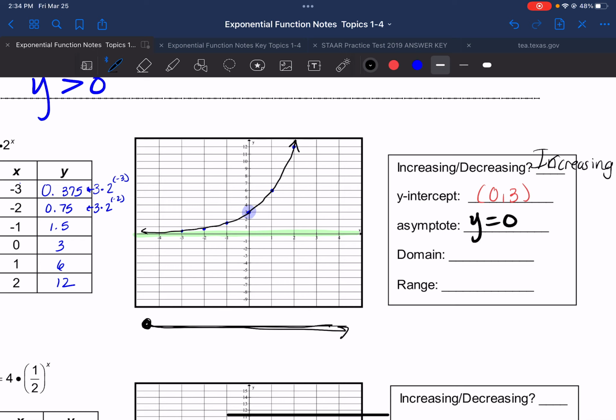And then your domain, again, remember it's going forever left and forever to the right. So then your domain is all real numbers. And your range, how high and how low does it go? Well, we know it's never going to cross this 0 right here. So it goes to 0, but it never crosses it, and it goes all the way up. So my y values just must be greater than 0, right? Not equal to, but just greater.